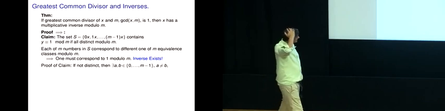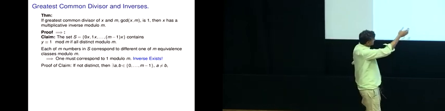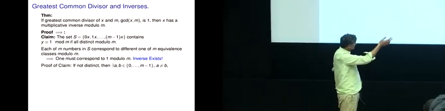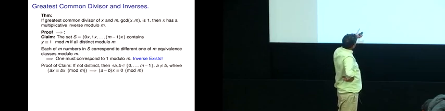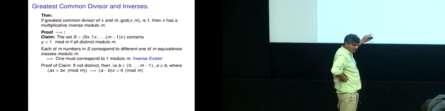Okay, so here's the proof of the claim. Why are they all different? Okay, so what we want to say is they're all different. That seems hard. So we say, okay, let's just assume 2 are the same, and see if we can find a contradiction. If not distinct, there exist a and b in 0 through m minus 1, where a doesn't equal b, where ax equals bx, right? Multiplying x by a and multiplying x by b gives you the same number, modulo m.